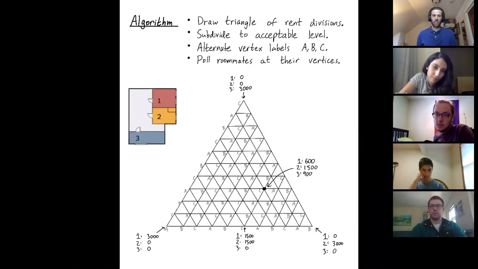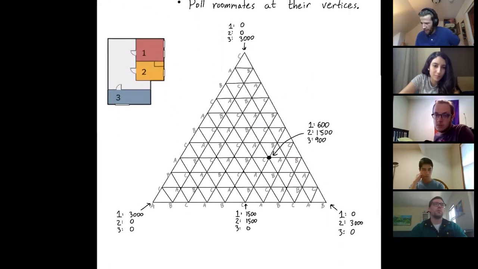So now we go through and we're going to poll the roommates. So roommate A, every place where a vertex has roommate A's label, I'm going to ask roommate A, at those prices, which room do you prefer? Algorithmically, I'm not going to poll every single grid point, but first, let me just describe it as if we poll the roommates for every single grid point. So we start asking roommate A, which room do you prefer?